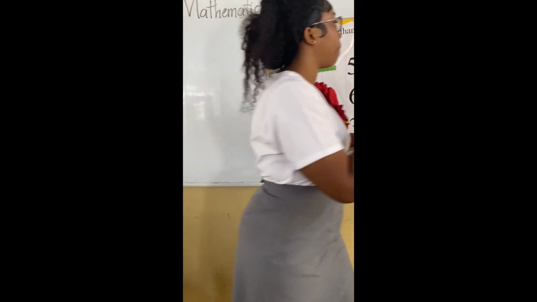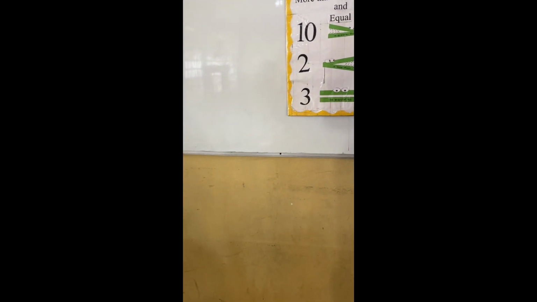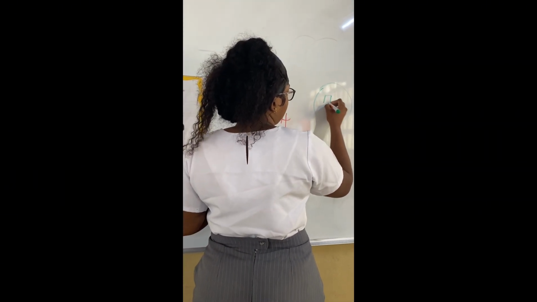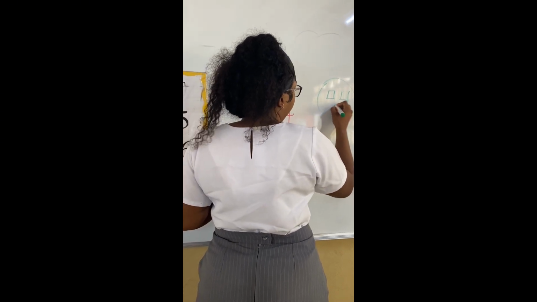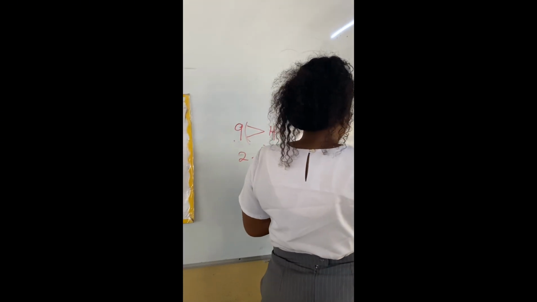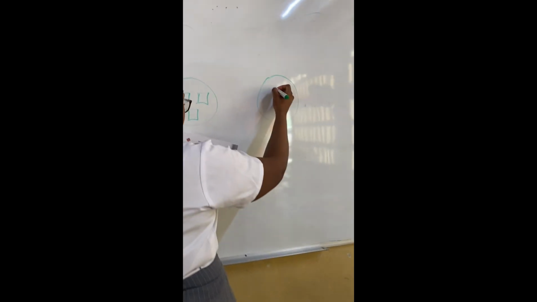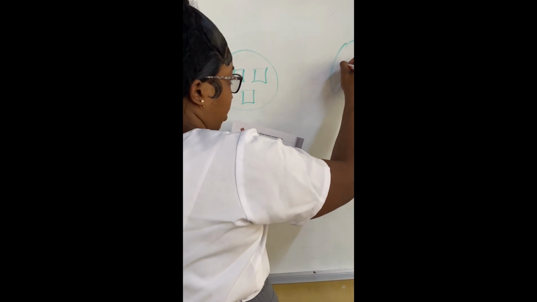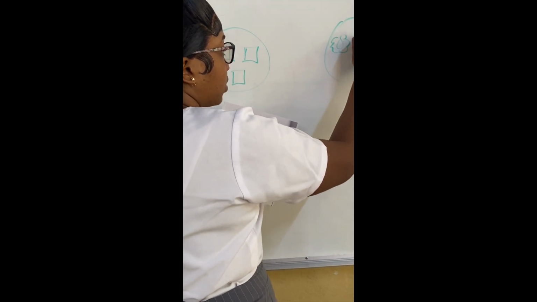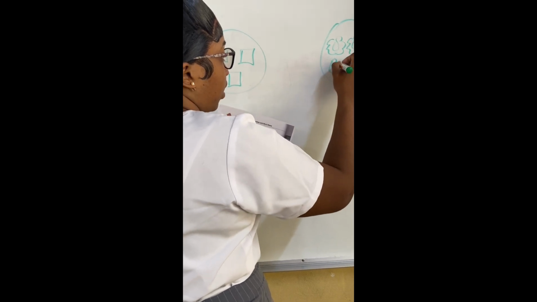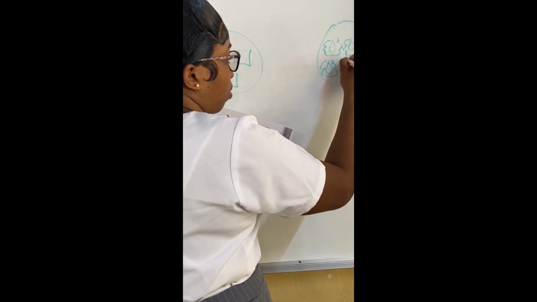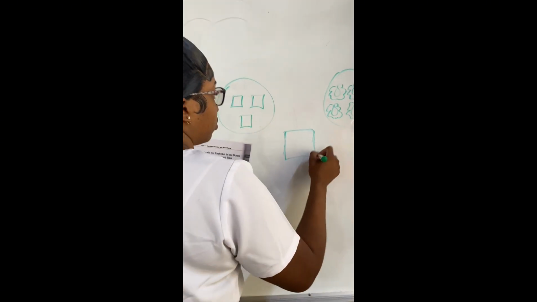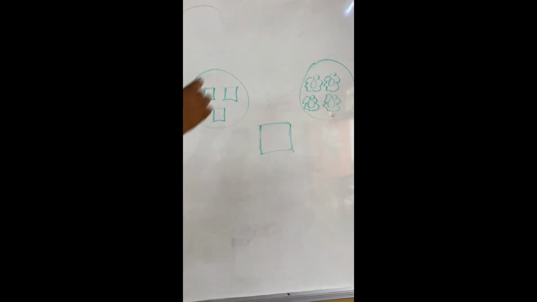So group A were given circles with shapes inside. Not only shapes, different objects, crayons, pencils, and they had to place the more than sign, to show which one has more. Good. So this group is group A.